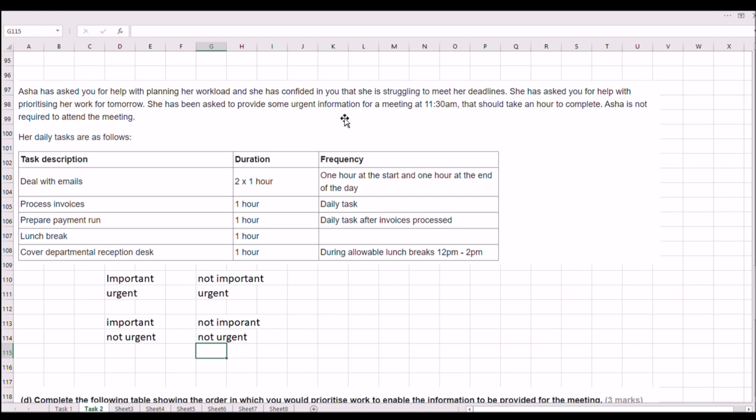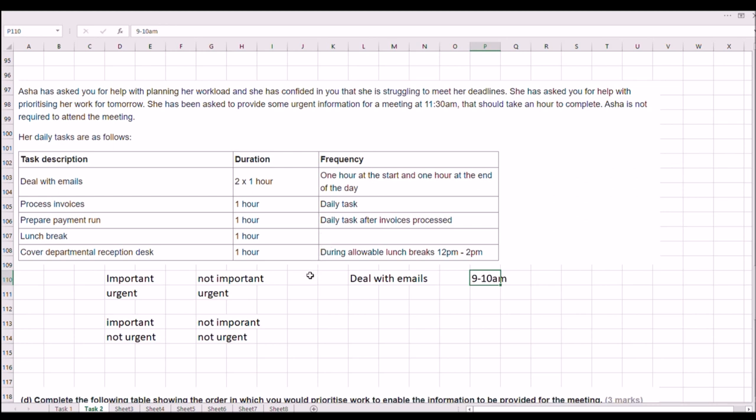She's asked to provide some important urgent information for a meeting at 11:30. She's going to fit that in, and it's going to take an hour. Okay, so she has to deal with her emails right up front. So she has to do her emails right at the front. And that takes her from 9 to 10. She has to do that though, because it's telling us that's what she has to do at the start of the day.